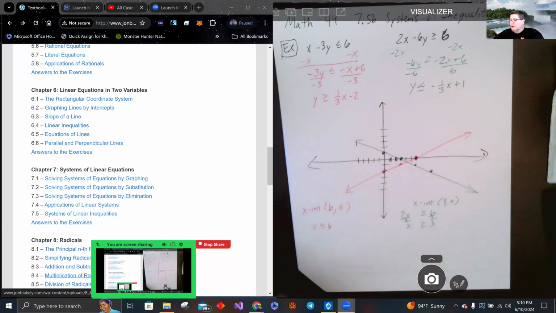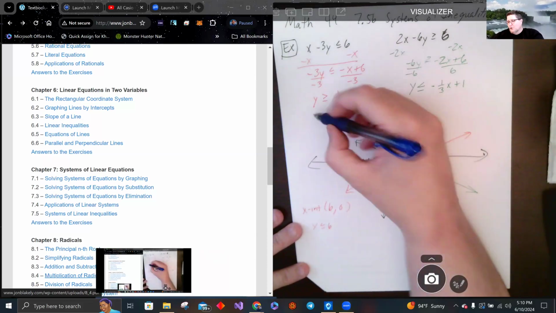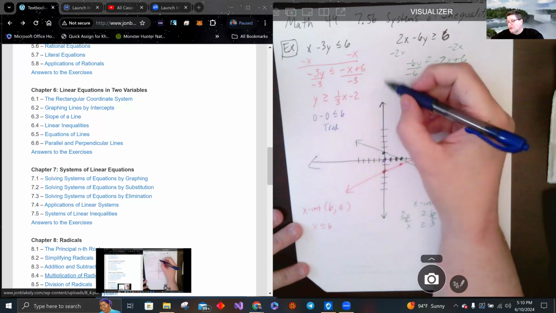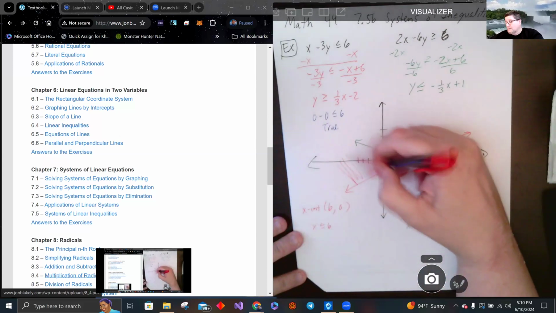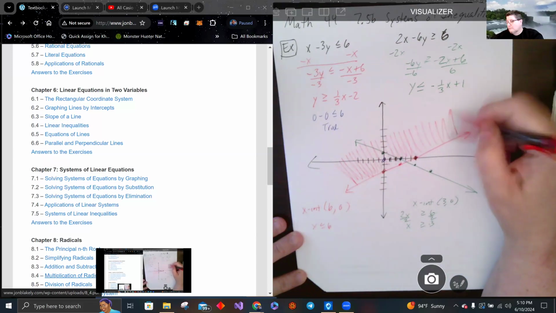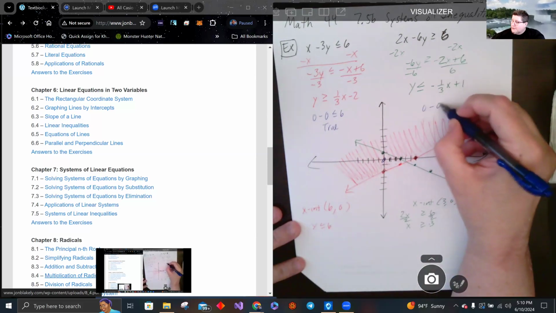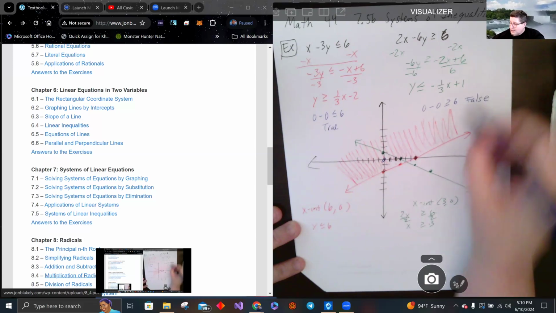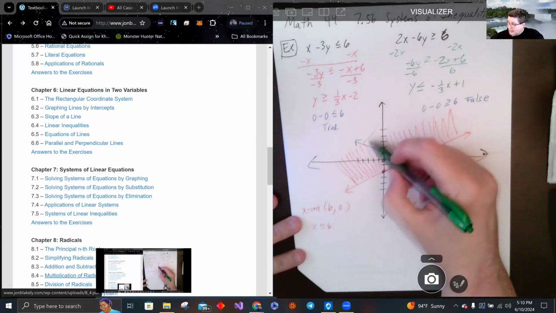All right, so 0, 0 is not on either line. We can use that for a test point. In the original equation, 0 minus 0 is less than 6. That's true. So red will shade towards 0. And we test 0, 0 over here. 0 minus 0 is greater than or equal to 6. That's false. So we shade away from 0 on the green line, which means shading up.